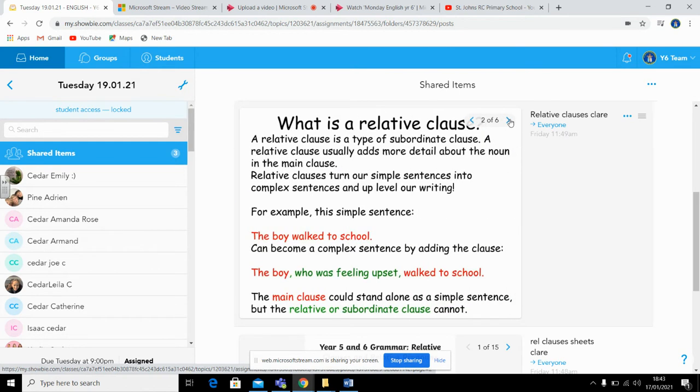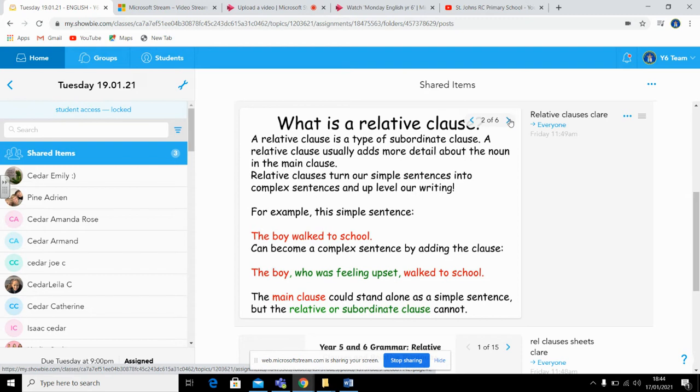So reminder of what a relative clause is. A relative clause is a type of subordinate clause. Usually adds more detail about the noun in the main clause, okay? So a relative clause turns our simple sentences into complex sentences, and they level up our writing, so they make our writing sound even better. So in a little break between the introduction of our piece of writing and the second part, this is a good time to remind ourselves of these types of clauses so we can use them in our writing as we continue on the week.